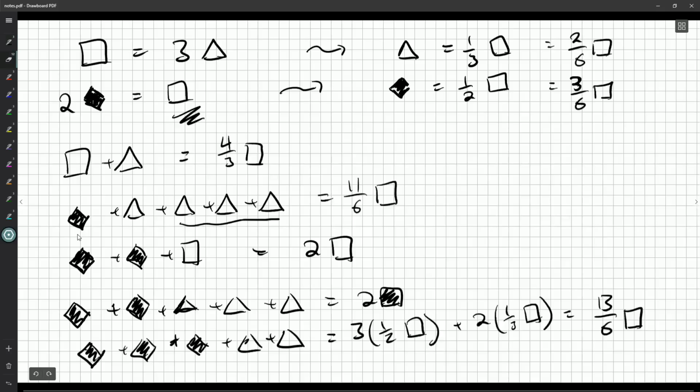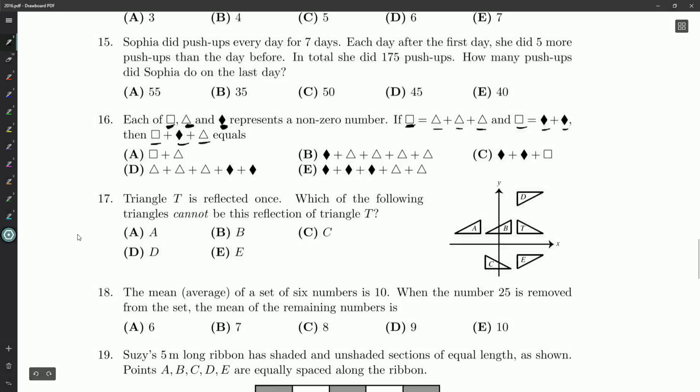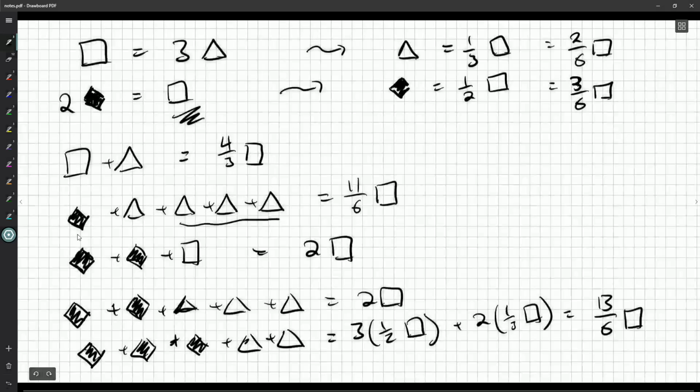Okay, and I don't know why I filled that square in. Okay, now they're asking us which of the following equals diamond plus triangle plus square. So we could say, well, what does diamond plus triangle plus square equal? Well, again, we've got this triangle and this diamond. That would be 2 sixths and 3 sixths, 5 sixths, plus another square. That's 5 sixths plus 6 sixths. That would be 11 sixths of a square.